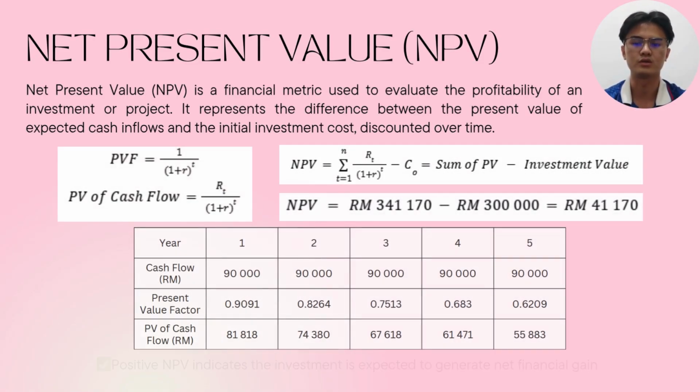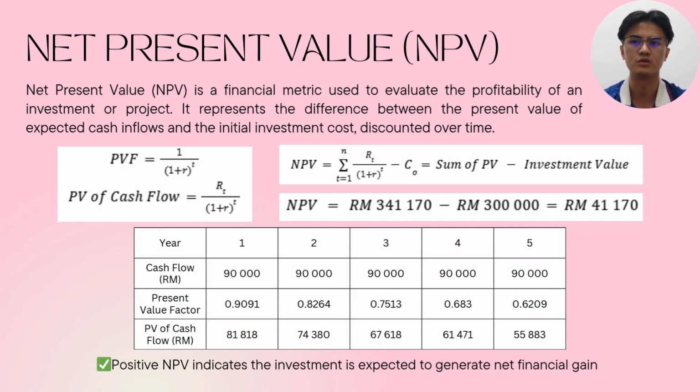In this slide, we will discuss NPV. So this slide explains the net present value, or NPV, which is a key financial tool used to assess the profitability of our proposed investment. NPV measures the difference between the present value of expected cash inflows and the initial investment, accounting for the time value of money. In our case, the investment cost is 300,000 ringgit Malaysia with 90,000 ringgit Malaysia in expected annual savings over 5 years.